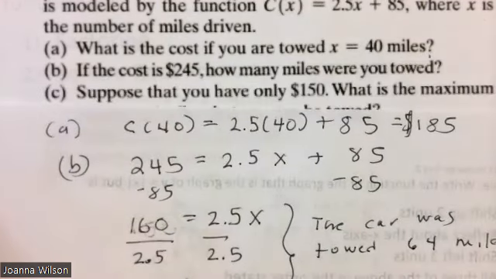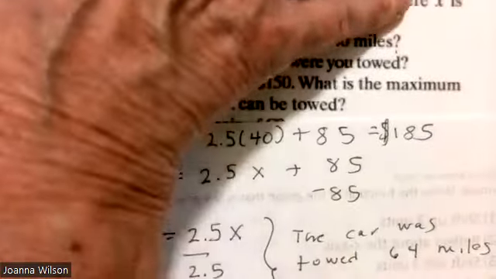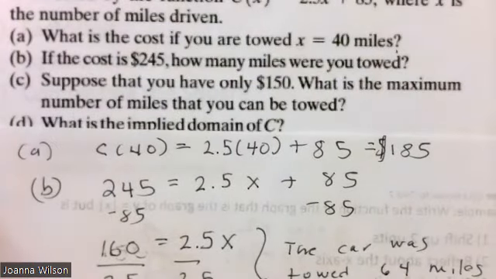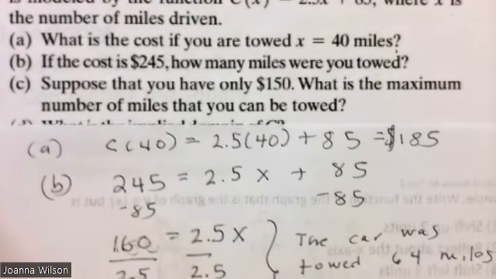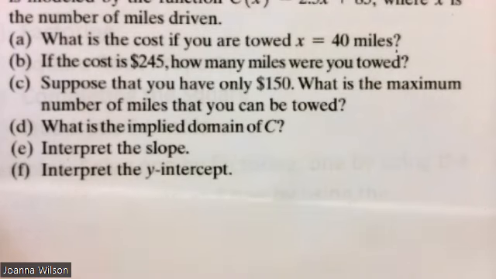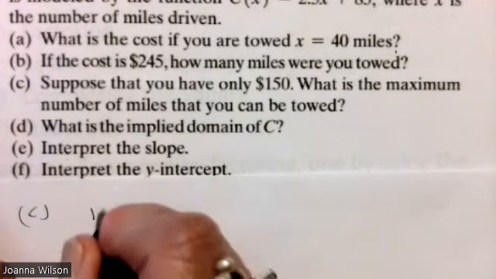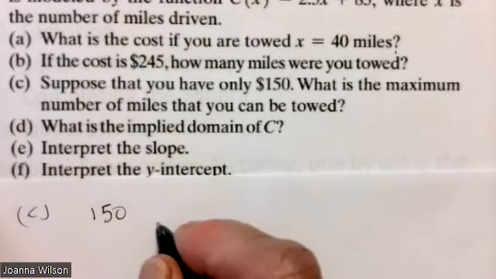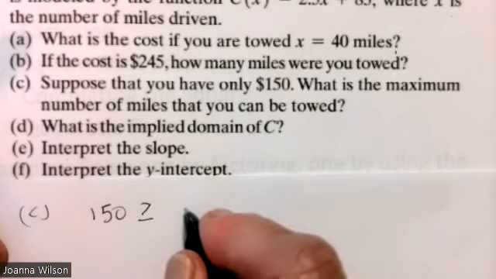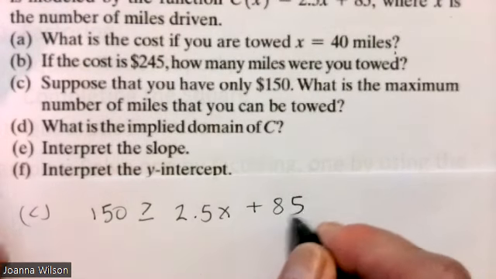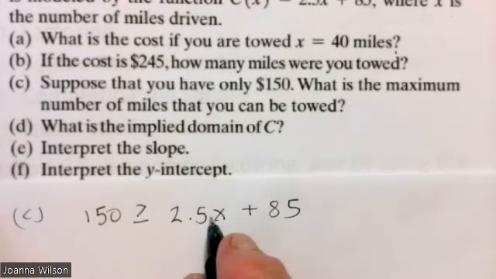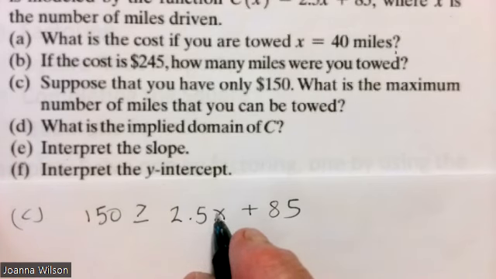Now, the C part says, suppose you only have $150. What is the maximum number of miles that you can be towed? So what I'm going to do, really it's setting up an inequality. So this is C. So I would say $150 would be greater than or equal to 2.5x plus 85. And then I'm going to solve this for x. So I'm going to subtract 85.